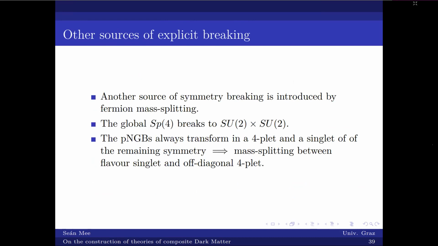Okay, so I'll quickly run through the other sorts of explicit breaking that our group considers, which is, as I said, fermion mass splitting. For non-degenerate fermions, our global Sp4 breaks to an SU2 plus SU2, one for each flavor. This means our PNGBs always transform in a fourplet and a singlet of the remaining symmetry. So we should now have mass splitting between the flavor singlet and the off-diagonal fourplet, right?